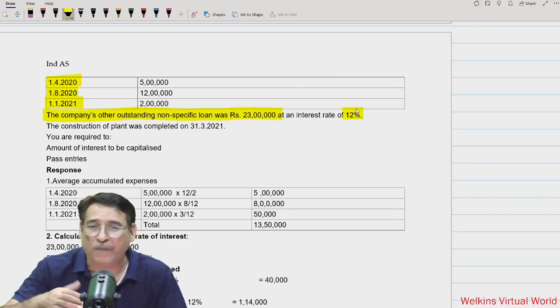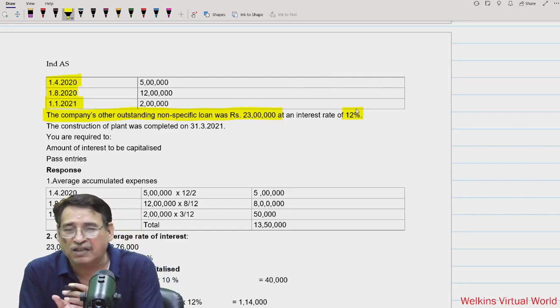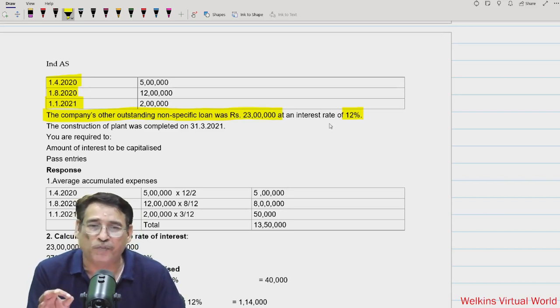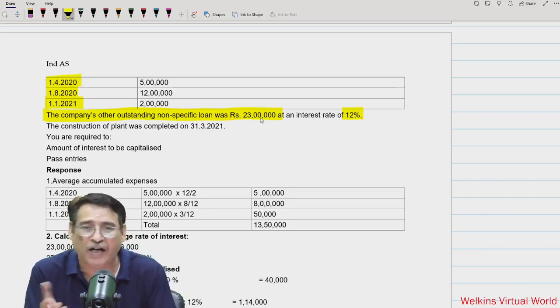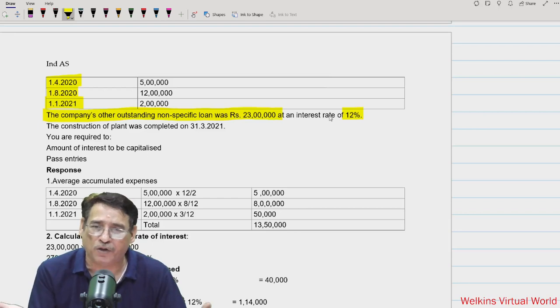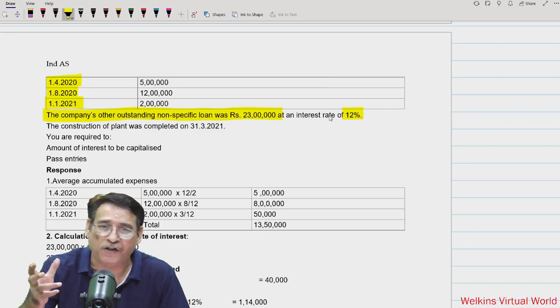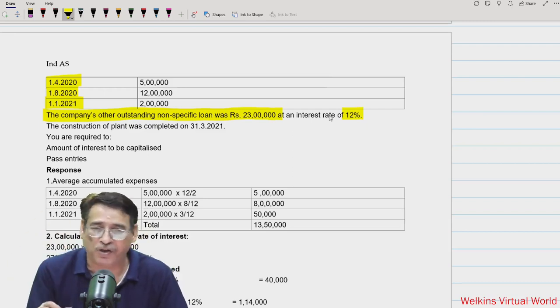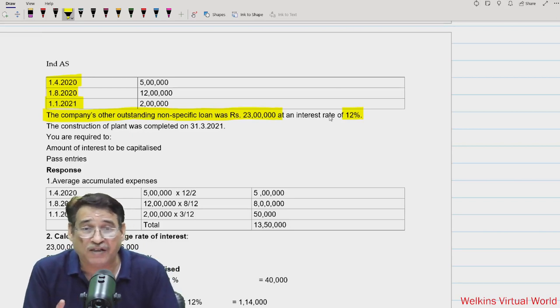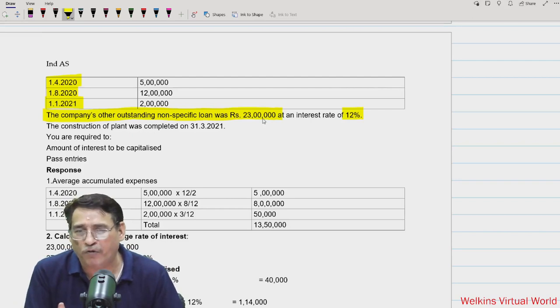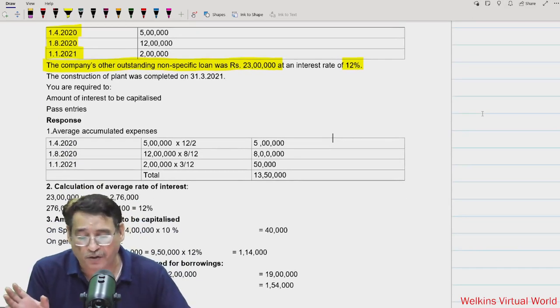Now, because this time general borrowings, that is non-specific loan, is just 23 lakh. This time there is only one general borrowing. So we need not require to compute the weighted average rate of interest with respect to general borrowings because this time it is given that we have taken a general borrowing of 23 lakhs at 12%. So rate of interest of general borrowings is already given to us. In the last time there were two types of general borrowings with different rates of interest. So that is why we had to compute in the last question, correct, the weighted average rate of interest. But this time there is only one general borrowings and its rate of interest is given. So I need not require to find out what we call weighted average rate of interest. Is it clear to you or not?